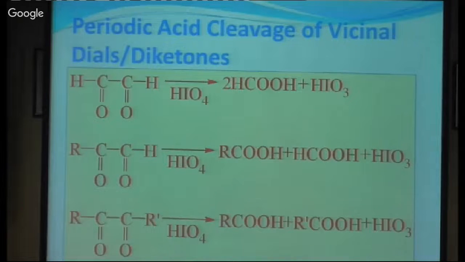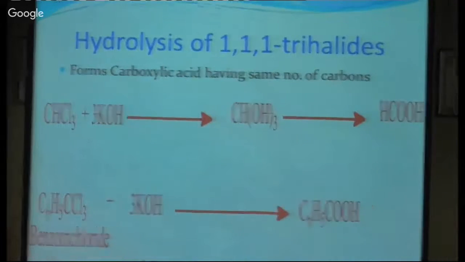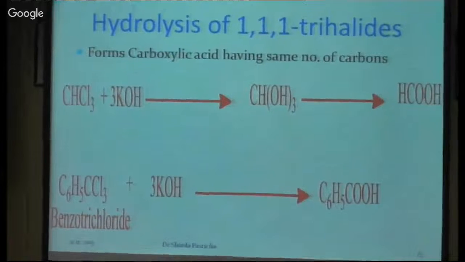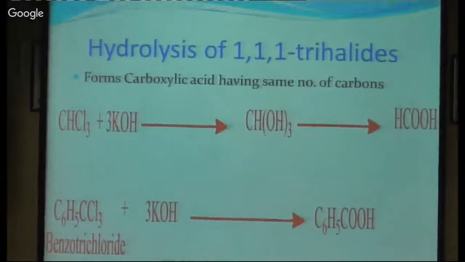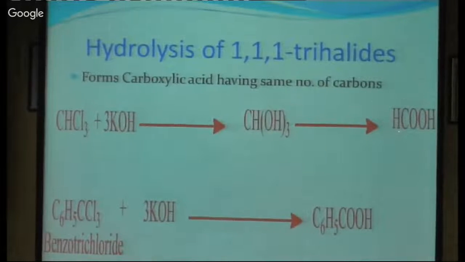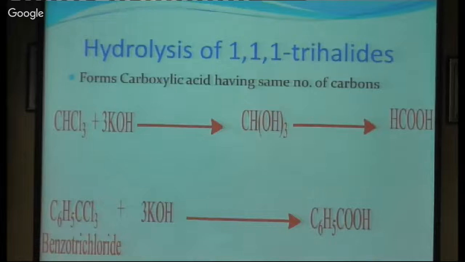Can we go to the next slide? Okay. The next is the hydrolysis of 1,1,1 trihalide. If you have a compound where there are 3 halogens attached to the same carbon, on hydrolysis, they will give you carboxylic acid having same number of carbons. One example I have taken here. Please see, let us see how this reaction is actually taking place.